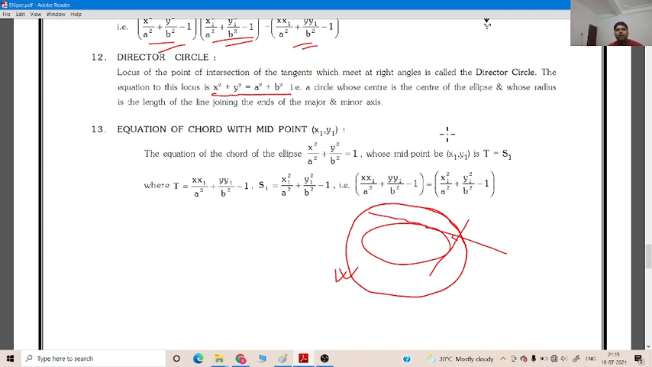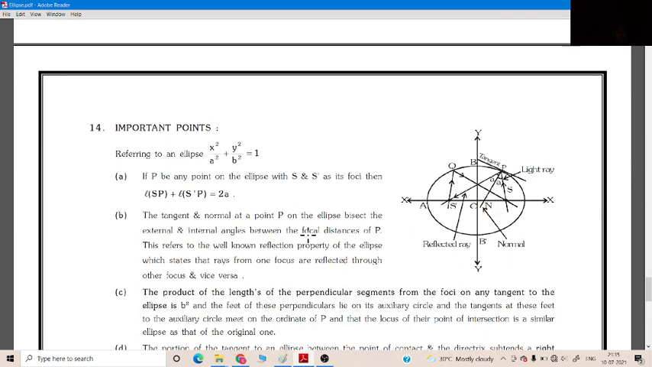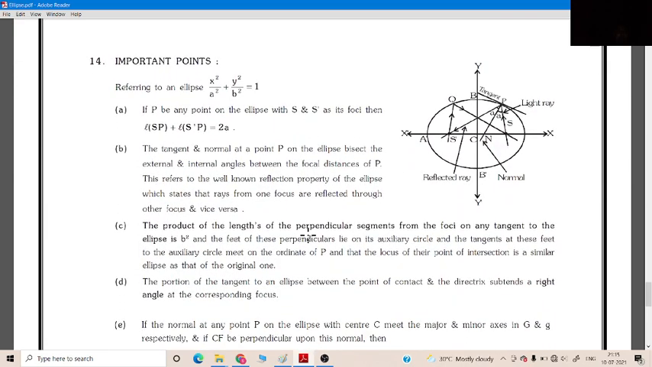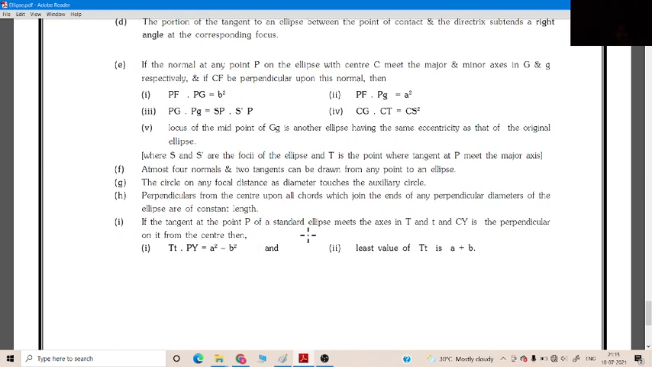And the equation of the chord with a given midpoint: if the midpoint of the chord is given, then you have this one. Okay, these are some important points which I have already discussed. Okay, thank you.